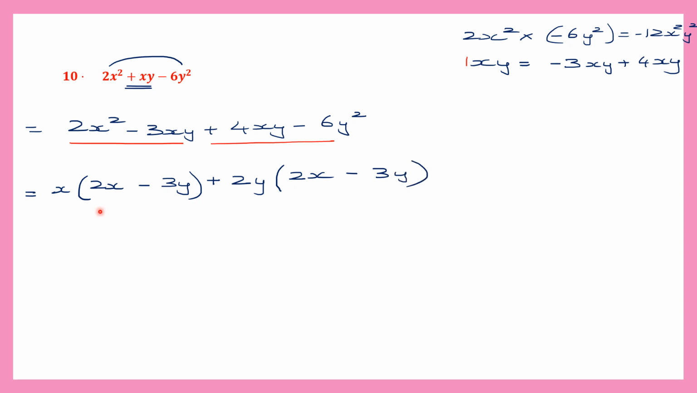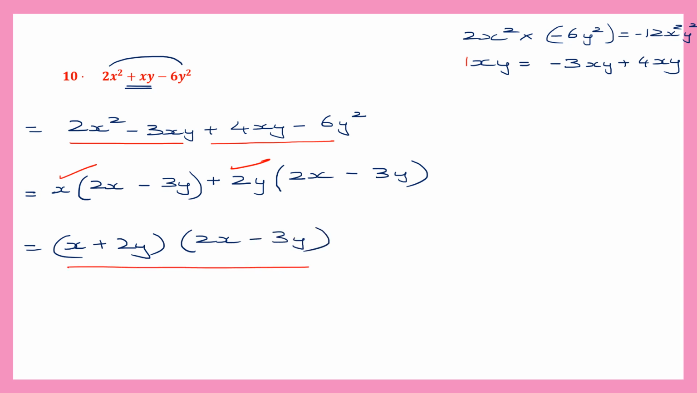So now can you see 2x minus 3y is there in both the brackets. So now let's take the first one, that is x plus 2y, and the other one in brackets, 2x minus 3y. So we've got this and this is our answer.